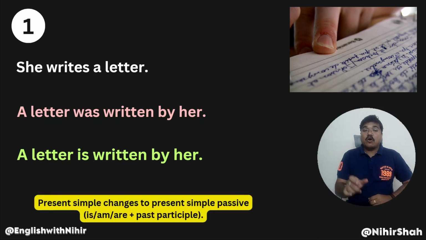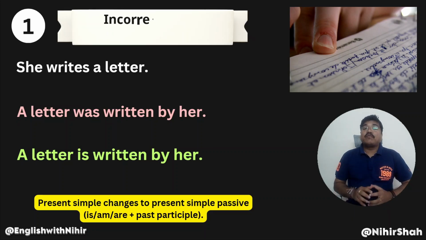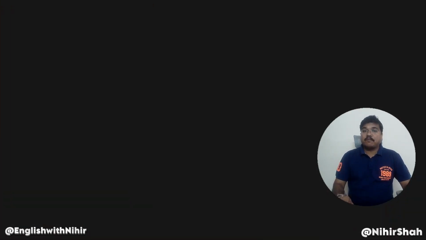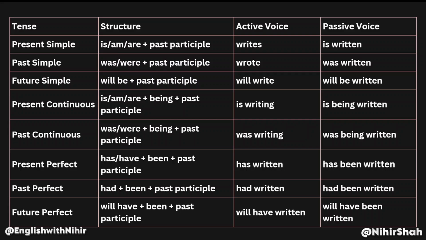Why? Because present simple changes to present simple passive in active passive voice. Please remember this. We make this mistake of incorrect tense changes. So it is not like direct indirect speech. In direct indirect, you would have thought that if simple present is there, then it will be converted to simple past. But it is not that. So please remember that. And for you to remember it properly, I have prepared a table.